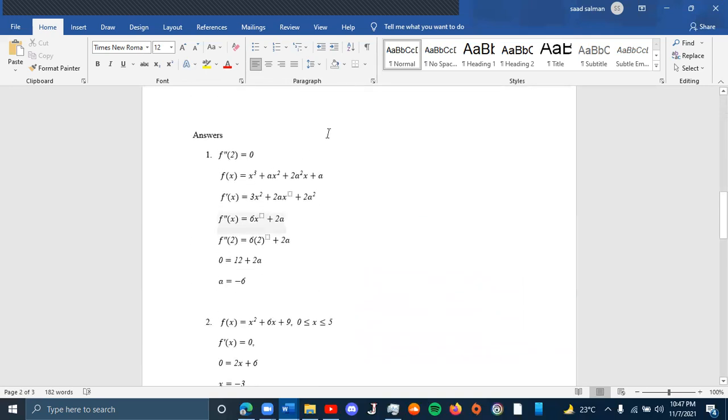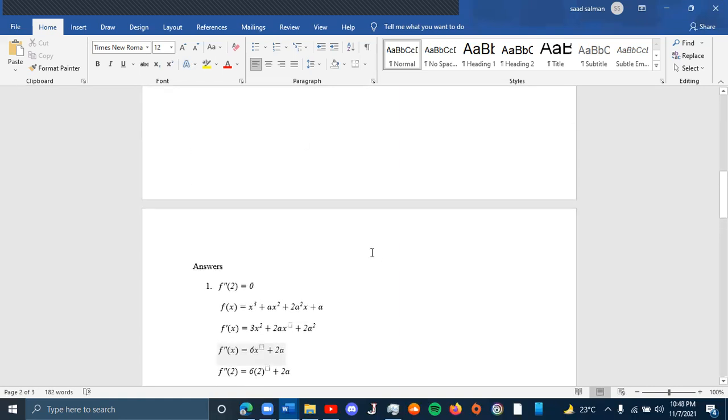We'll start with f double prime 2 equals 0. We have f of x equals x cubed plus ax squared plus 2a squared x plus a. So f prime x equals 3x squared plus 2ax plus 2a squared. So f double prime x equals 6x plus 2a. So f double prime 2 equals 6 multiplied by 2 plus 2a. So 0 equals 12 plus 2a, which will give us a equals negative 6.